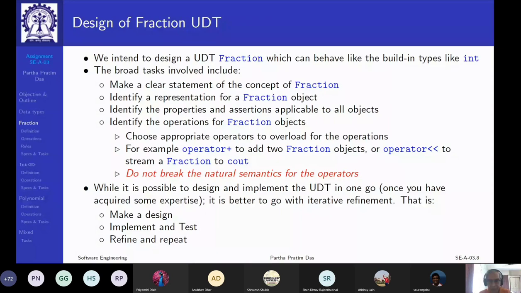We'll talk more about that, but just get introduced to these terms. Then you have to identify a representation of the fraction object, because we want to represent that as a data type. We have to identify the properties and assertions that are applicable to all objects, so that we can put that in. Identify the operations from that.